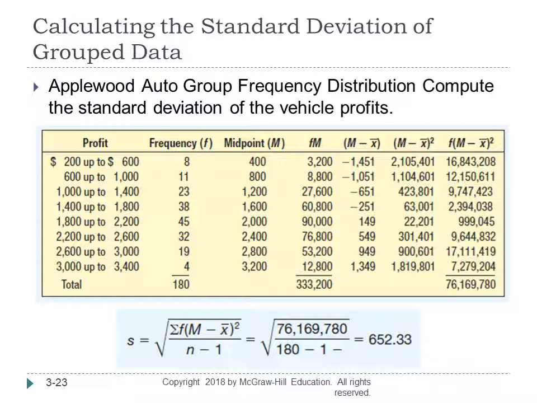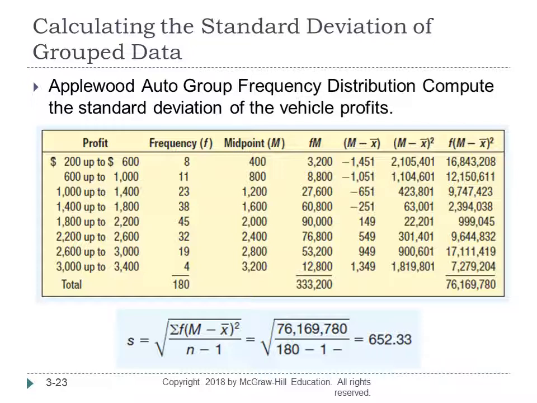The data was divided into 8 different classes. The frequency for each class was listed. This is the second column. The frequency tells us how many data values are in each class. The sum of frequency is 180 because we had 180 cars.